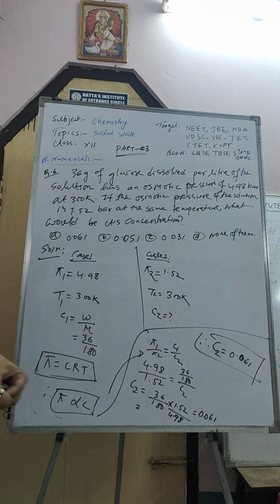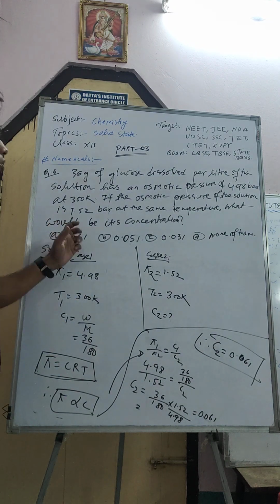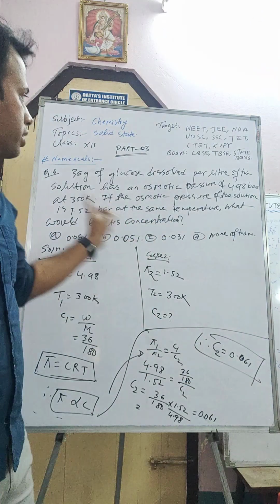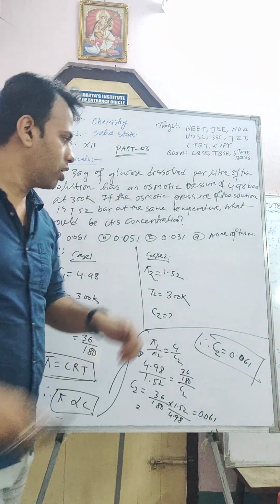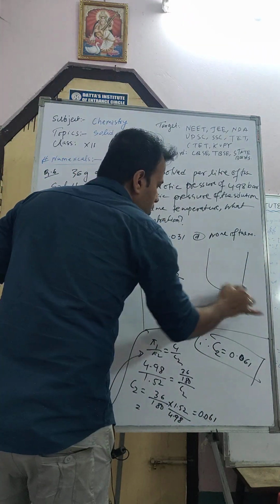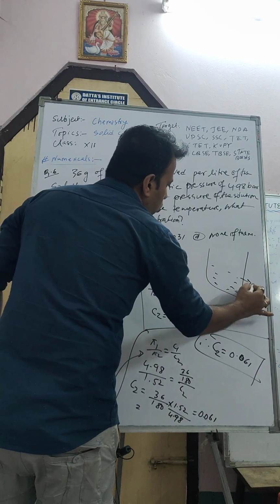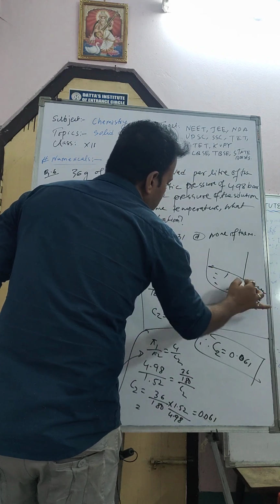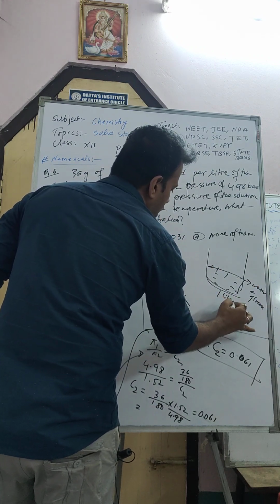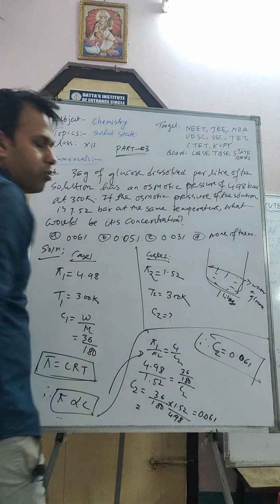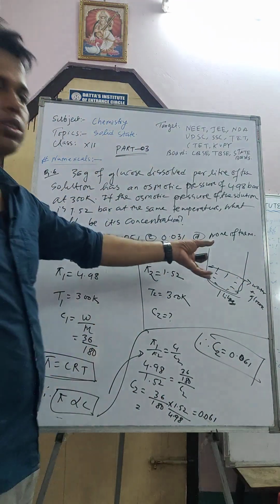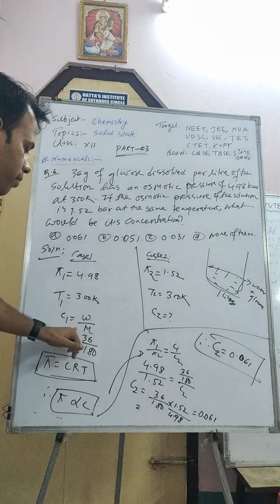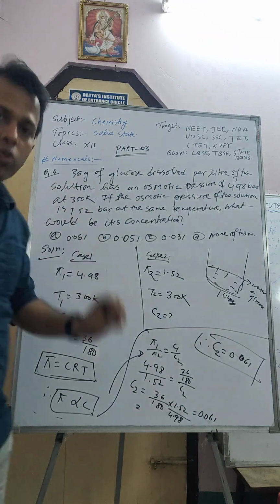So let me explain again. Here, given there is a glucose solution. In 1 liter of glucose solution, 36 gram of glucose is dissolved. Suppose this one is a container, and here water and glucose are there. In 1 liter of solution, the quantity of glucose is 36 gram. From that we find out the concentration of the glucose: W by M, that is 36 by 180. 180 is the molecular mass of glucose.